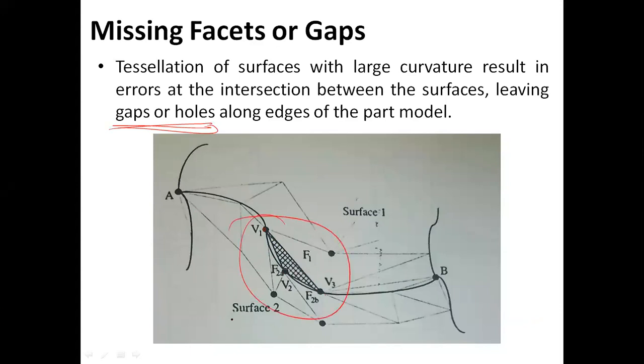Now, this is a gap that you observe. Before you move any further, you have to repair this. How will you repair this? You have to plug this hole. You will create a surface manually on this, considering surface 1 as your primary surface, and taking vertices V1, V2 and V3 as the necessary vertices. You will create a surface over it. This is how the missing gaps or facets are repaired.